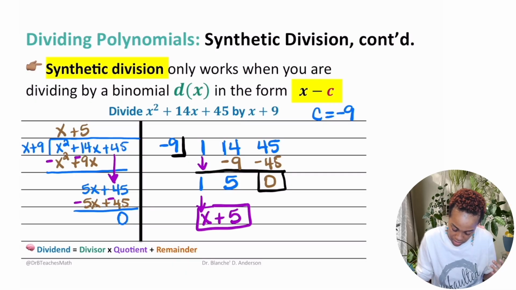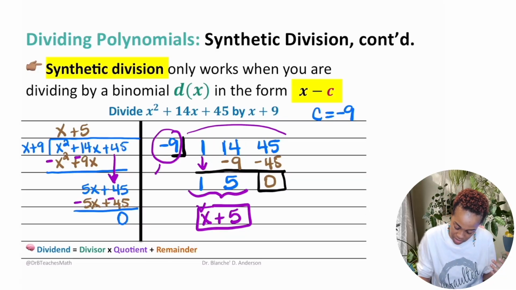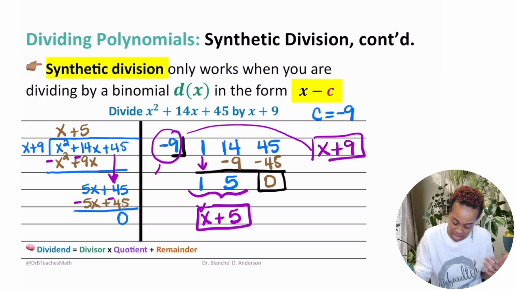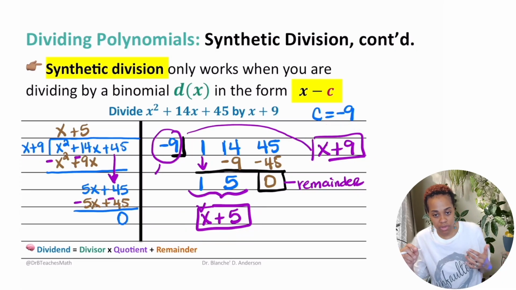Let me write it like this. So this right here represents x plus 5. This right here represents x plus 9. That's what that represents. And because I have a remainder of 0, that means these are factors. I hope that wasn't confusing.